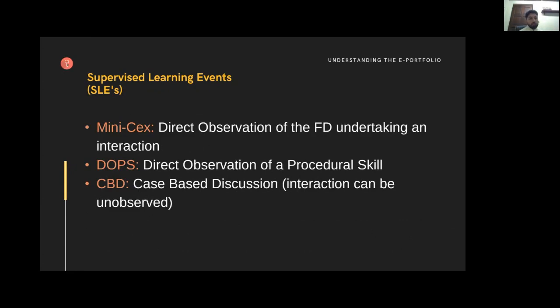You can also do something called a CBD, which you've all probably heard of, case-based discussions, and those interactions with the patients can be unobserved as long as you've discussed with the consultant or senior afterwards. A good time to do your CBDs is while you're on call.